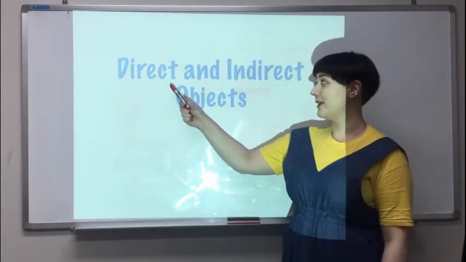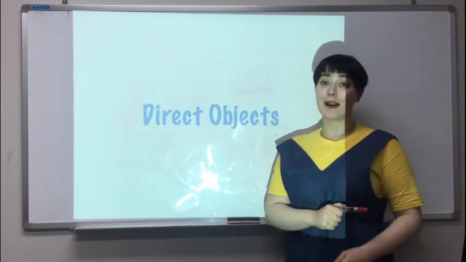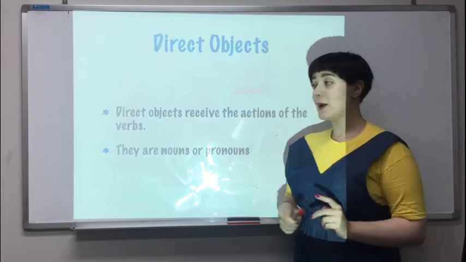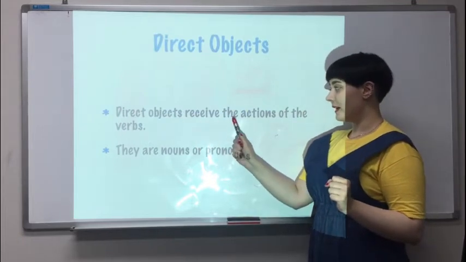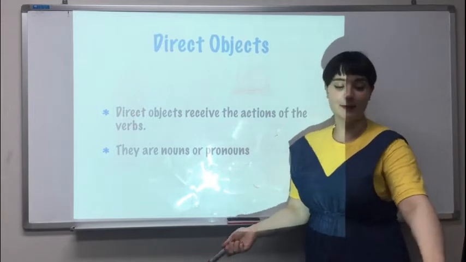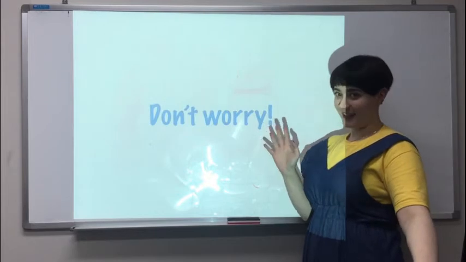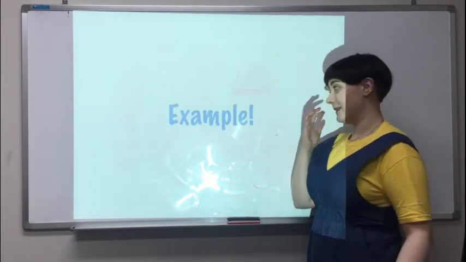In this video we will talk about direct and indirect objects. Let's start first with direct objects. Direct objects receive the actions of verbs. They are nouns or pronouns. Sounds difficult? Don't worry, it isn't. Let's look at our example.